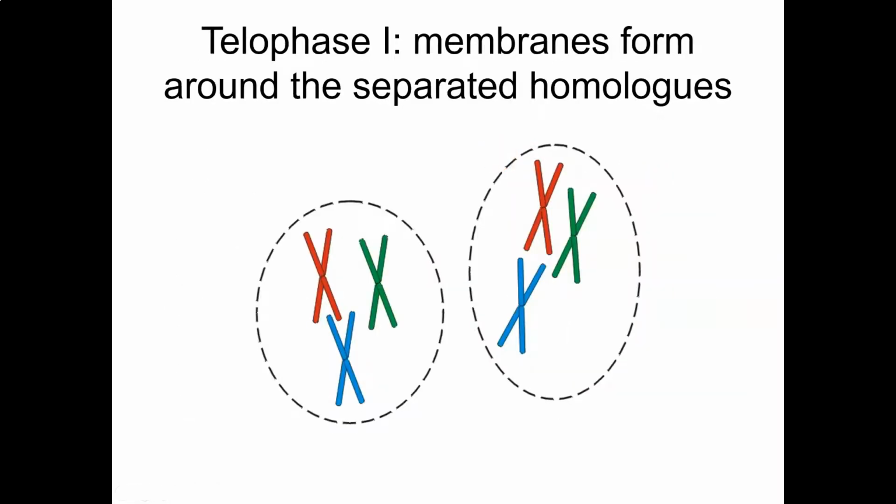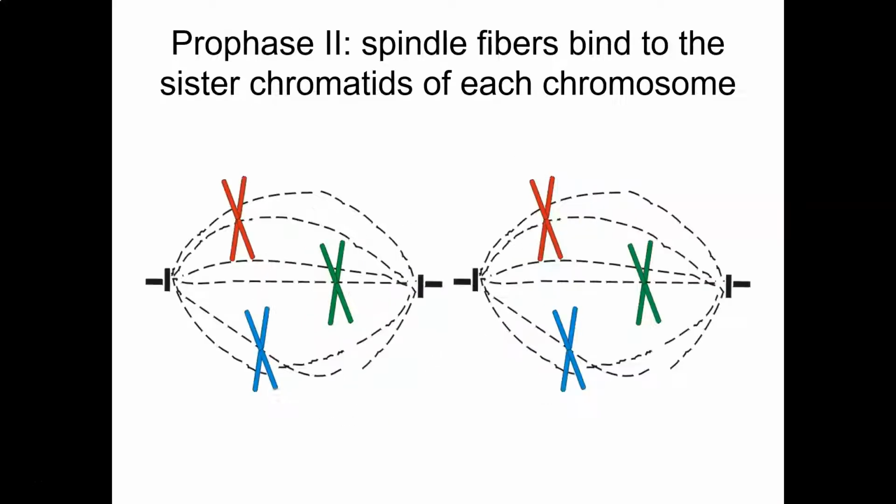In telophase 1, membranes form around the separate homologs. Then we go straight to prophase 2. The big thing is we do not go into another interphase. DNA is only replicated once, in interphase 1. As we go from telophase 1 to prophase 2, no DNA replication has occurred, so we only have half the DNA.